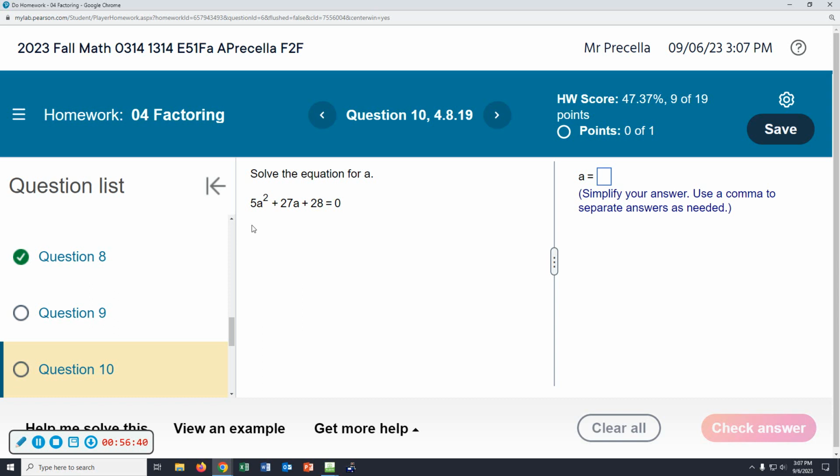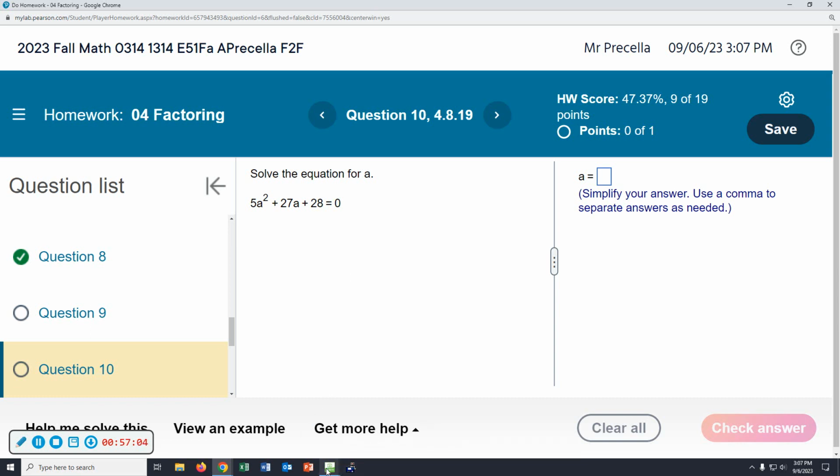I said sometimes you have to move terms around to get it into standard form. Do I have to move anything around here? It's already in standard form. Notice the descending order, the a squared, a, no a, and you have a 0 on the other side. You've got to have a 0 on the other side. And so yes, this is in standard form.